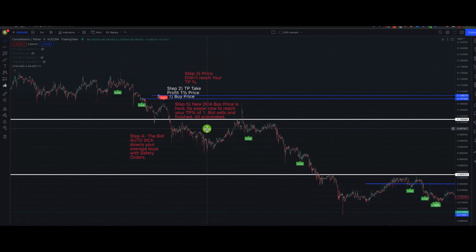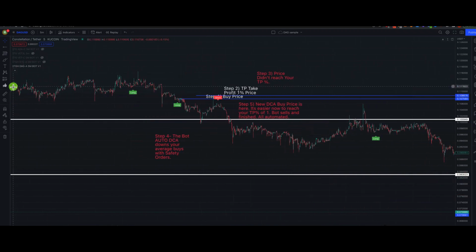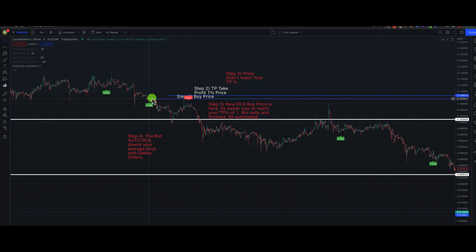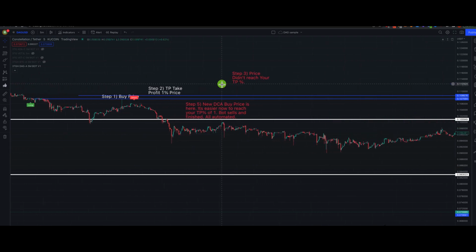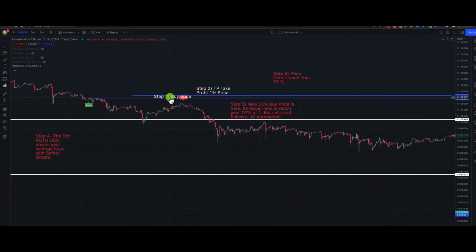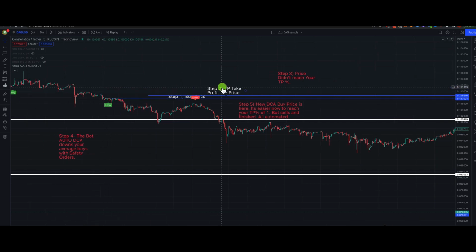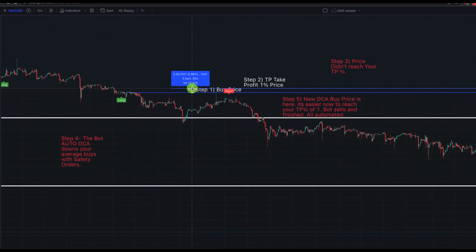So if you look at this, over here for this DAG long, we went 1%. Okay, here are the steps of what I did here. Your buy price is here. That was your step one. Your step two was, okay, this line is your take profit percentage. So from here to here, we want to take profit of 1%.